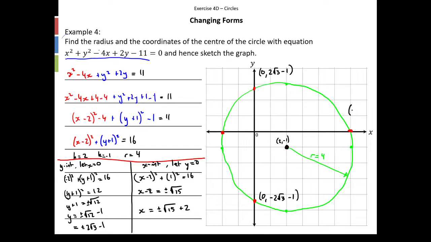So this would be root 15 plus 2, 0, and minus root 15 plus 2, 0. And there we are, done. Okay, so there's a little bit of work involved, but overall the process isn't that hard.